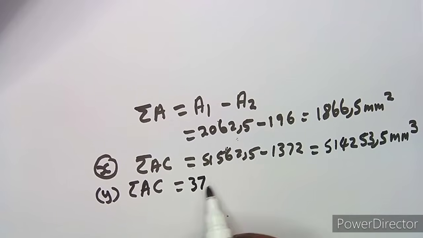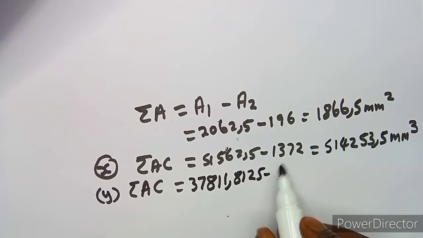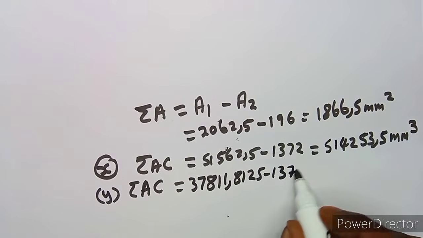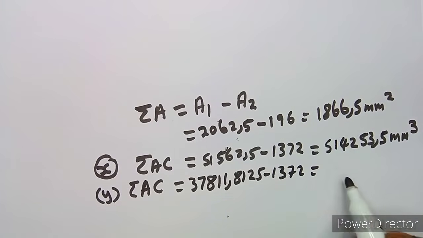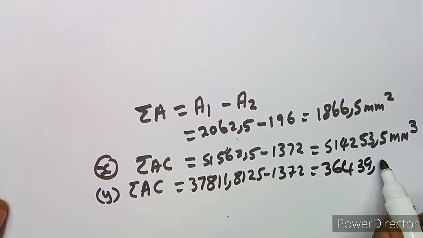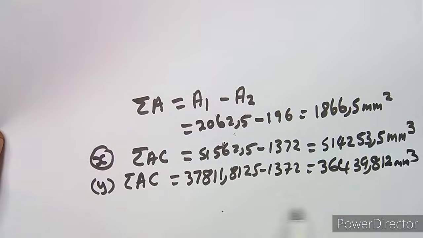So it's this one minus this one, so it's going to be 37811,8125 minus this one for y, which is the same as for x, was a square. So this one is going to give us 36439,81, okay, something like that. So that's what you're going to have, 25, something like that, which is also cubic millimeters. Okay, so why are we calculating this?